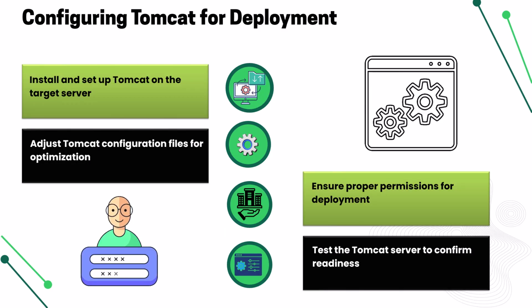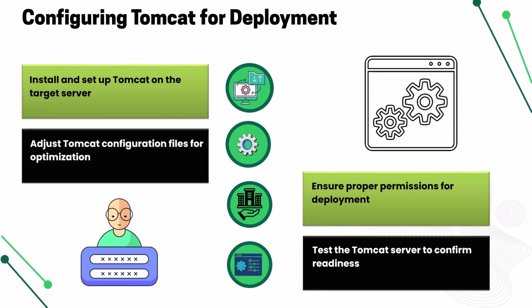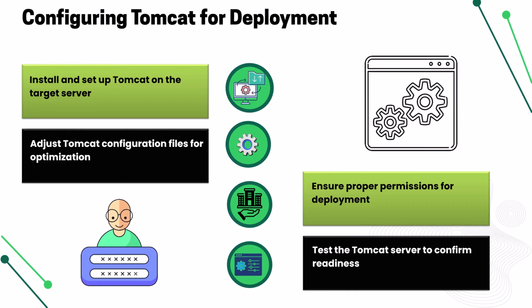Tomcat, the unsung hero of Java deployments. We begin by installing it on our server, tweaking the configuration for peak performance, and ensuring all the permissions are in order. Because let's face it, without the right permissions, even the best WAR file won't deploy. Finally, we test Tomcat, and if it behaves, we're golden. If not, well, time to dig into those error logs.